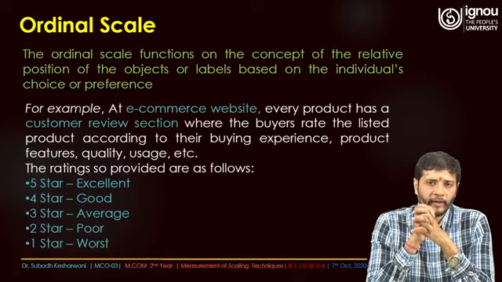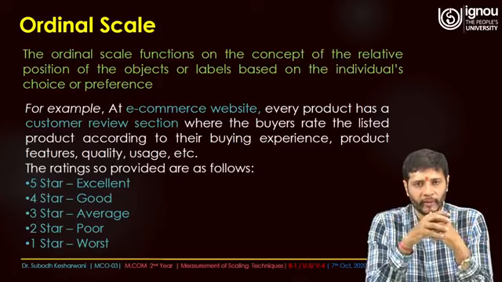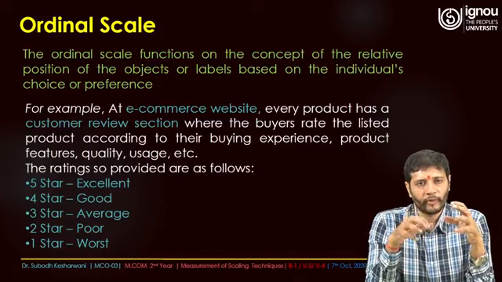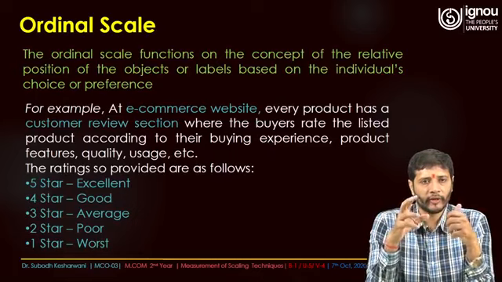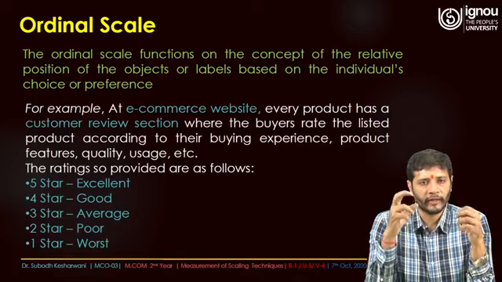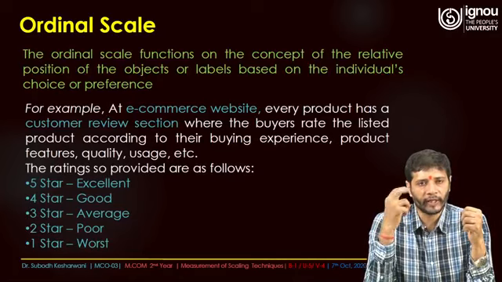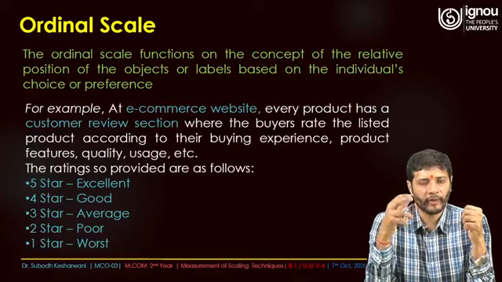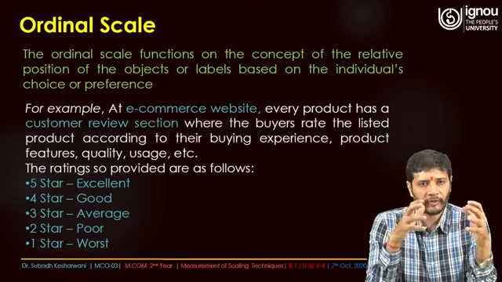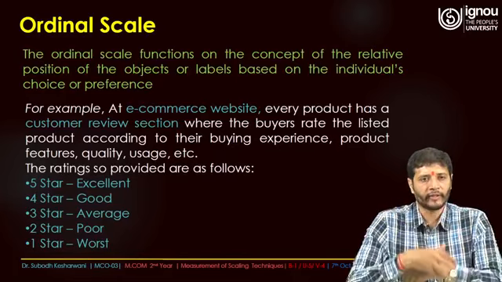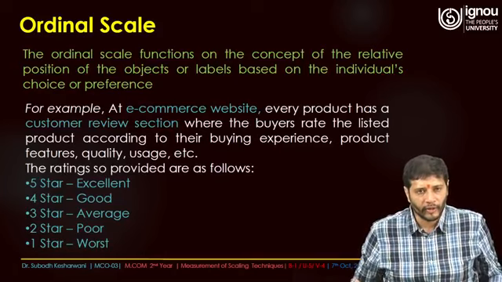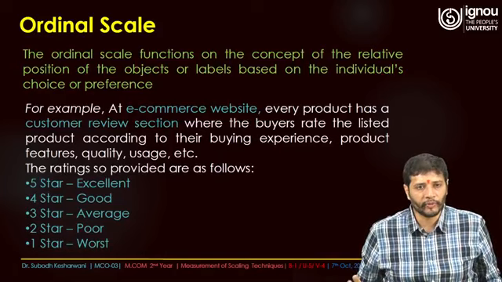So where the buyer rates the listed product according to their buying experience, when the product is delivered at our home address by the logistics person, the logistics person always asks us, please rate us, tell us exactly how you are feeling about the service we have given. It starts with 5-star, 4-star, 3-star, 2-star, and 1-star. 5-star is excellent, 4-star is good, 3-star is average, 2-star is poor, and 1-star is worst.